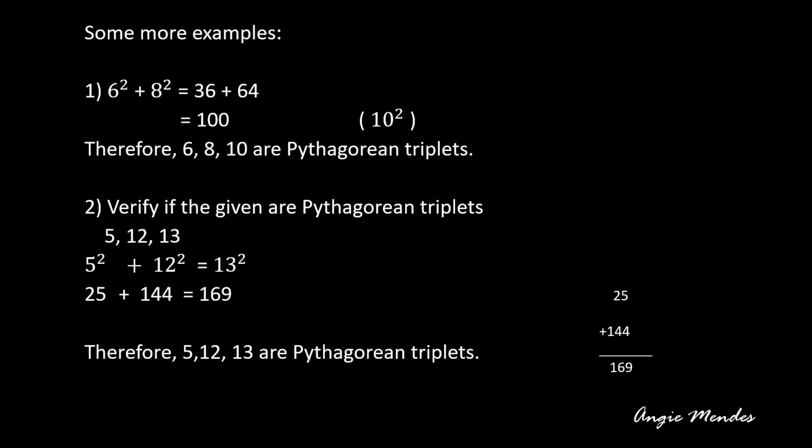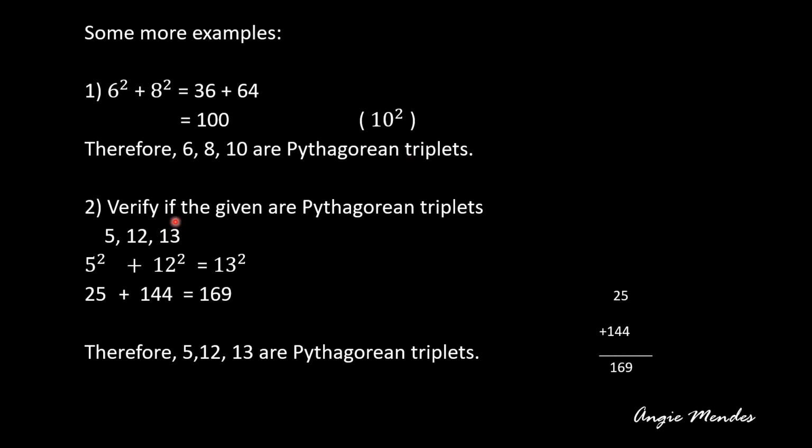So let us take a few more examples. Here we have been given two numbers 6 and 8, and we are asked to find the next number which would complete this triplet. So we will write 6 square plus 8 square. We will find the value of 6 square and 8 square. So we know 6 square is 36 and 8 square is 64. When we add 36 and 64, we get 100. And 100 we know is the perfect square of the number 10. So 6, 8 and 10 form Pythagorean triplets.